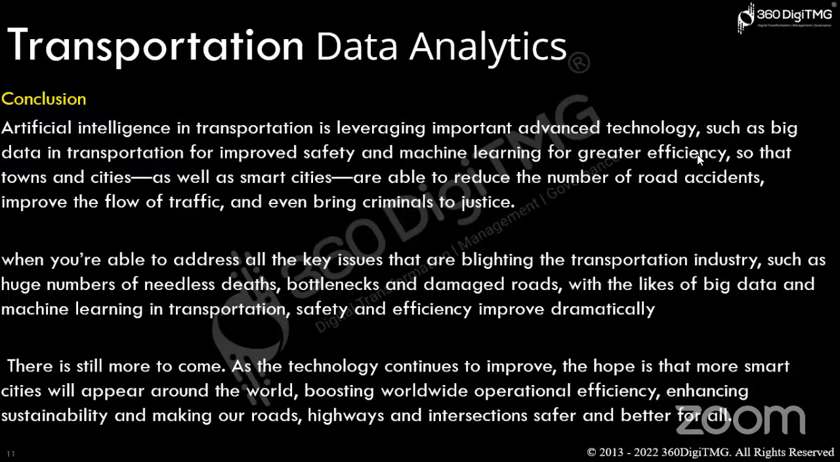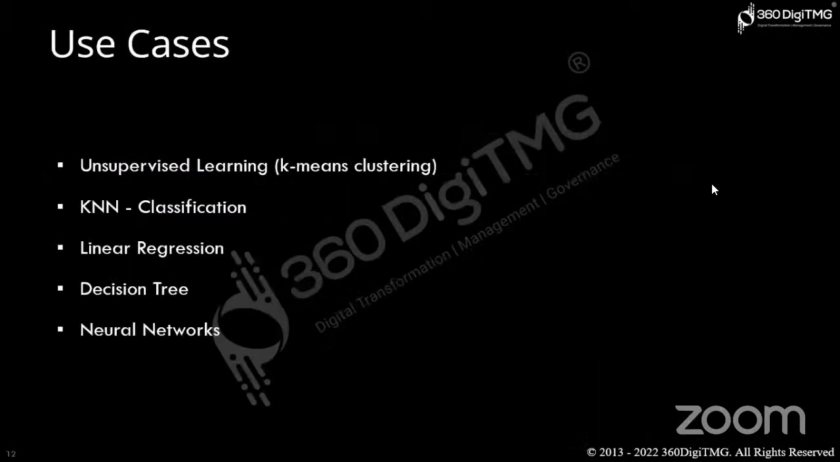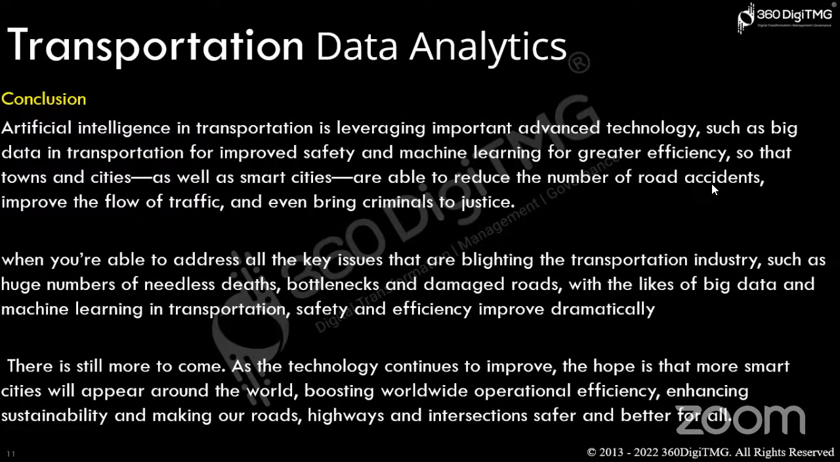These are all the advantages we'll be having, and it is just the beginning. As technology continues to improve, more smart technologies will be coming, and we can deploy those models into action so that we can improve transportation efficiency, enhance sustainability and make our roads better. These are the kinds of improvements we can make using machine learning algorithms as well as AI. So these are the conclusions.